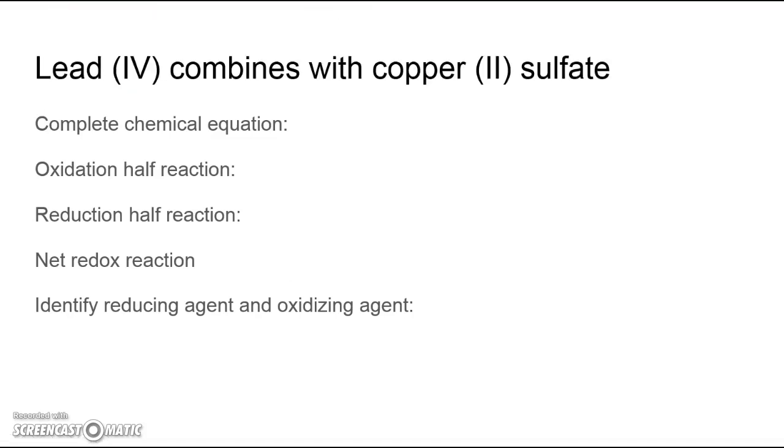In this case, you're going to have lead combined with copper sulfate. Just remember, lead 4 means that it has the ability of having a plus 4 charge. But because it's by itself, we know that it hasn't had a chance to give its electrons away because there's nothing to give its electrons to. So we just write Pb. And it's combining with copper 2 sulfate. Copper is Cu, and it has a plus 2 charge. Sulfate is SO4, which has a minus 2 charge. So a plus 2 and a minus 2 shows that we just need one of each to be neutral.